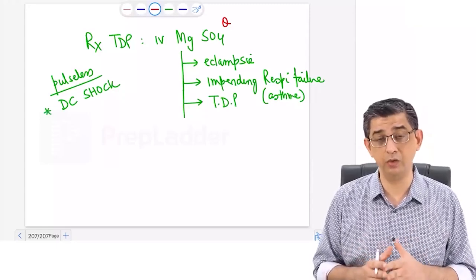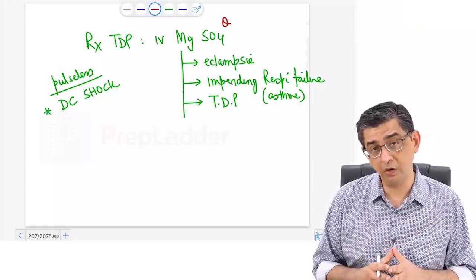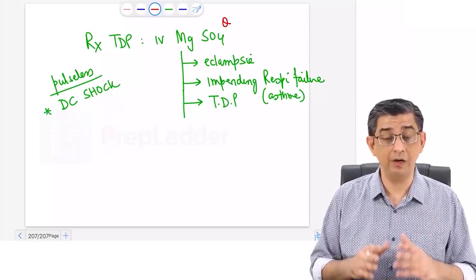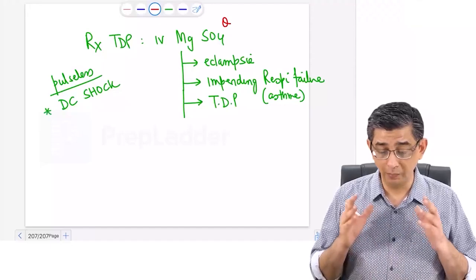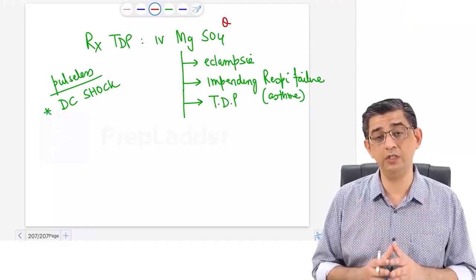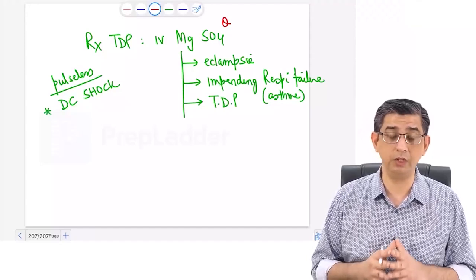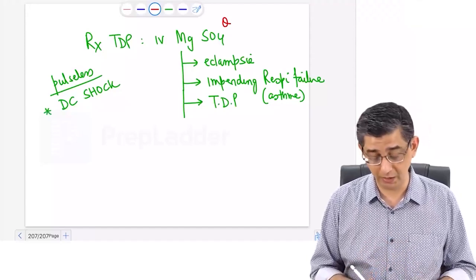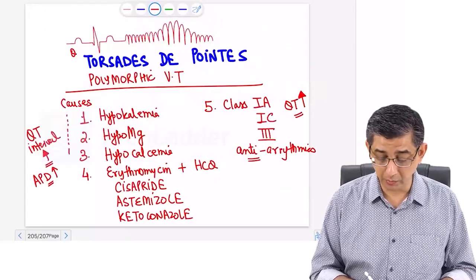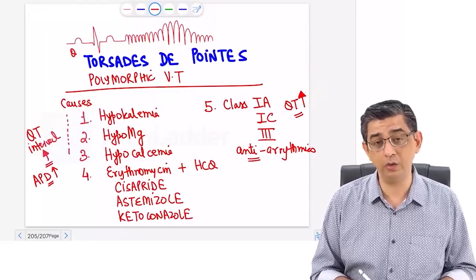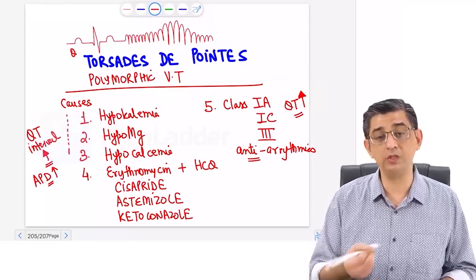I'll compile a list before you. When do you give synchronized, when do you give non-synchronized? But at the same time, drugs are also important. So the main take home messages from a torsades de pointes MCQ per se will be one, QTC prolongation, two, the usage of magnesium sulfate, and the third take home message would be the causes, because etiology normally is asked primarily for torsades de pointes only.